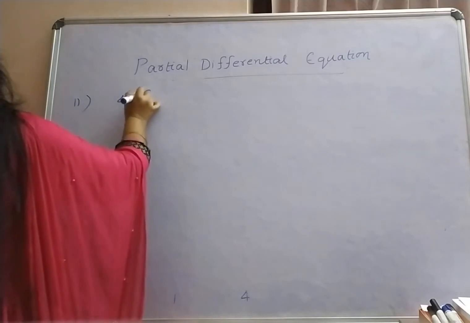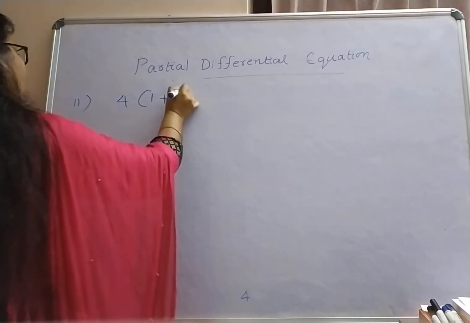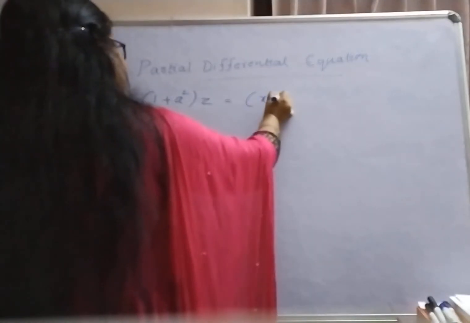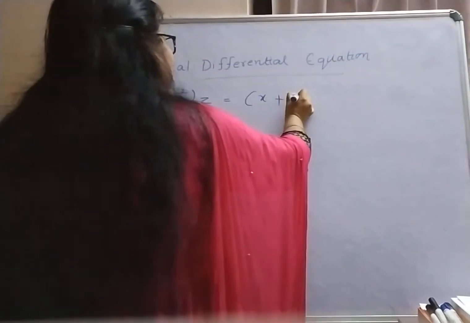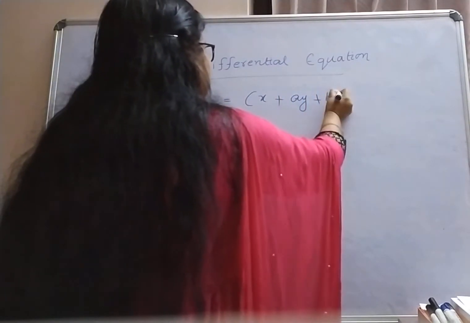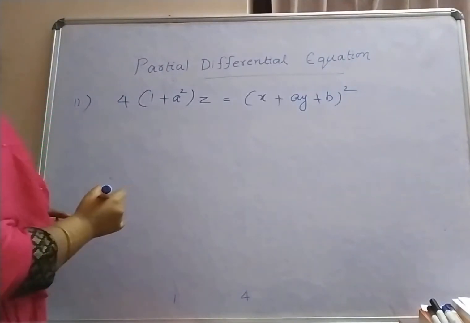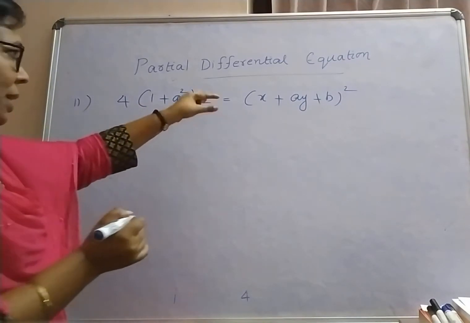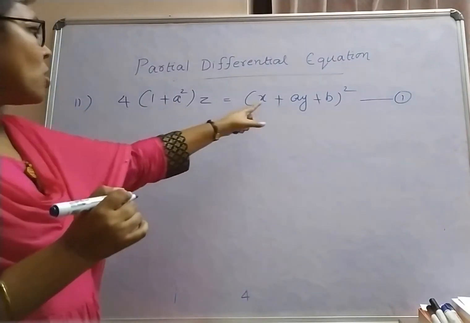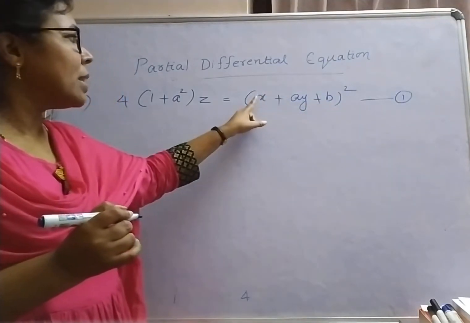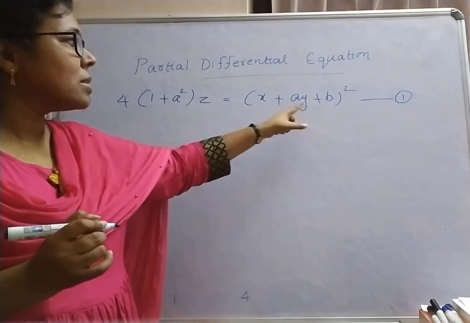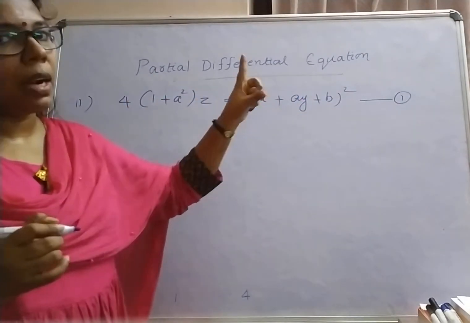Form the PDE of 4 into (1 plus a square) z equal to (x plus ay plus b) the whole square by the method of elimination of arbitrary constants. First put it as equation number 1. Here arbitrary constants are a and b. Independent variables are x and y. Number of arbitrary constants equal to number of independent variables. Therefore, PDE should be of order 1.